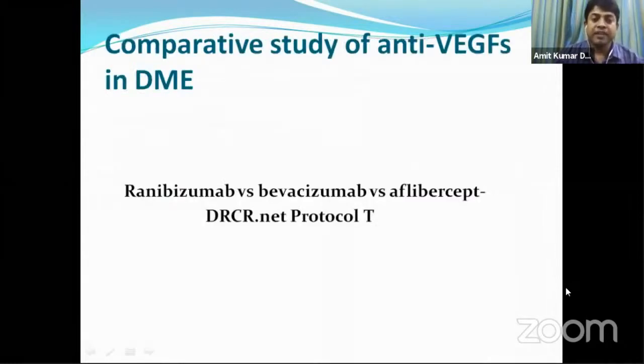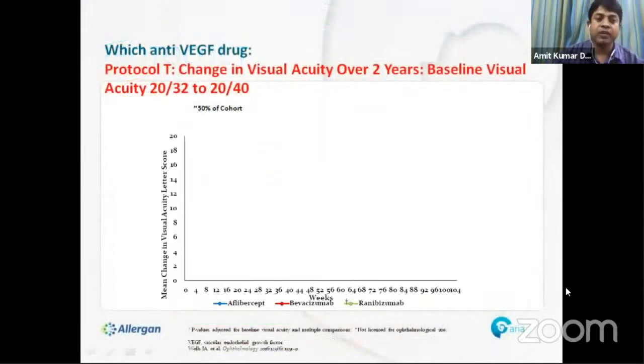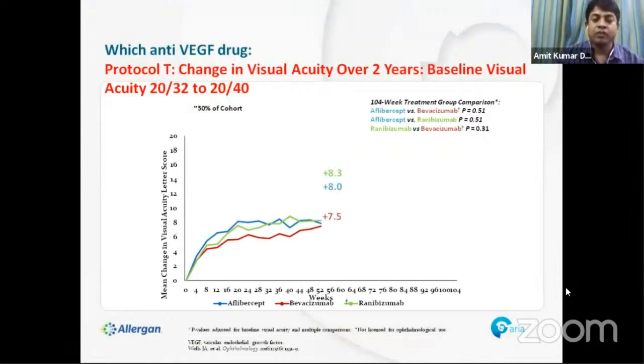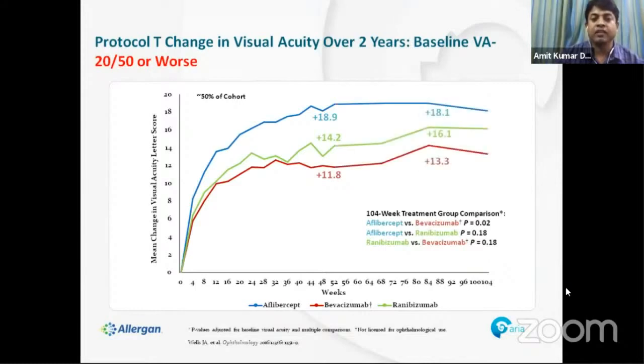So is there a study which is comparing the anti-VEGFs in DME? So it's protocol T, which compares use of ranibizumab, bevacizumab, and aflibercept, their efficacy in treating diabetic macular edema. So in this study, they found that at the end of 1 year and 2 years, in the patients having visual acuity in the range from 20/32 to 20/40, the visual acuity outcome is almost same in all the 3 groups at the end of 1 year as well as 2 years. However, in patients who have worse visual acuity, 20/50 or worse, the outcome was better in the group which had received aflibercept, both at 1 year and at the end of 2 years.